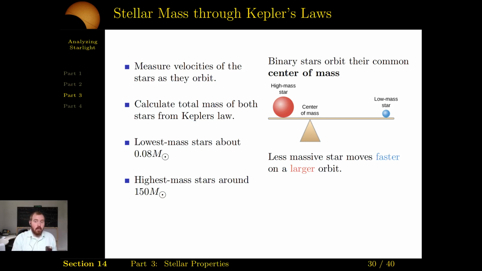And so from this, we've got an idea of the range of stellar masses, and we found that the lowest mass stars are about 0.08, about 8% the mass of our sun. Remember, circle dot is Sol, our sun. So low mass stars are about 0.08. The high mass stars are about 150 times the mass of our sun.